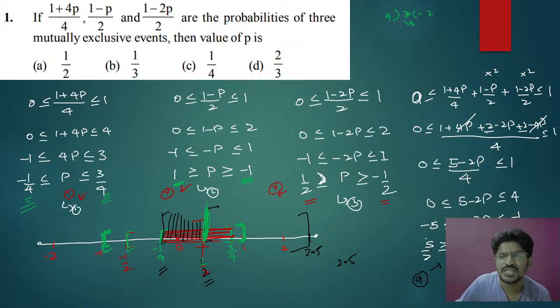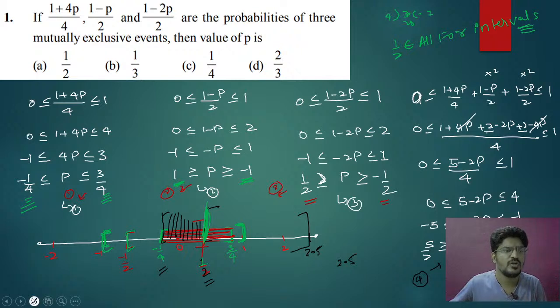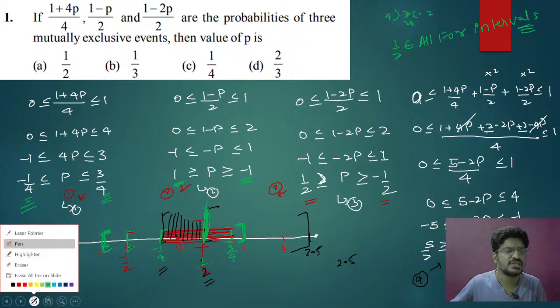So therefore you can see this 1/2 belongs to all 4 intervals. So therefore this 1 by 2 is your answer. Clear? So therefore option A is the correct answer. Clear?